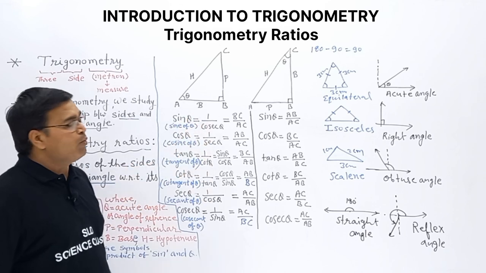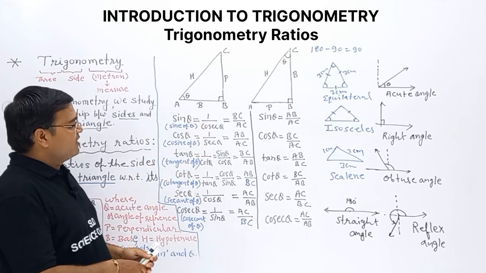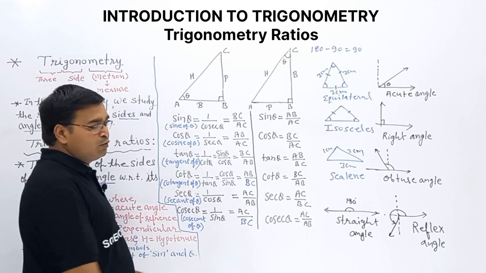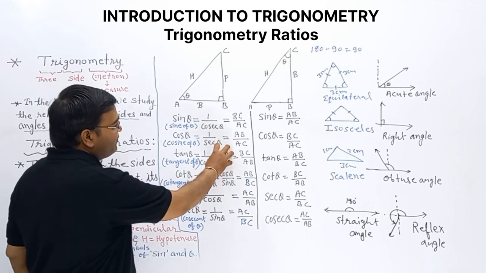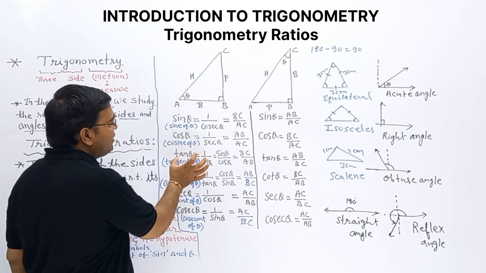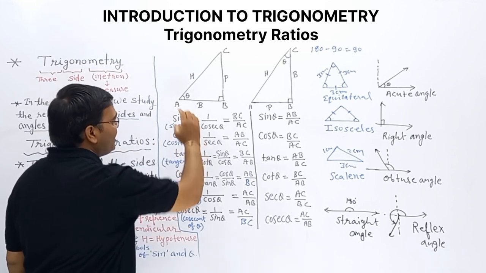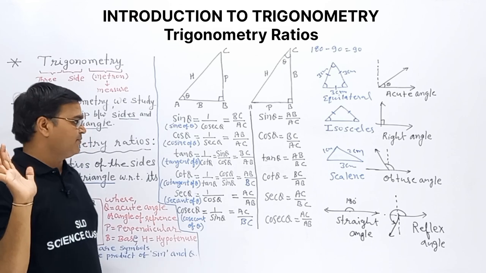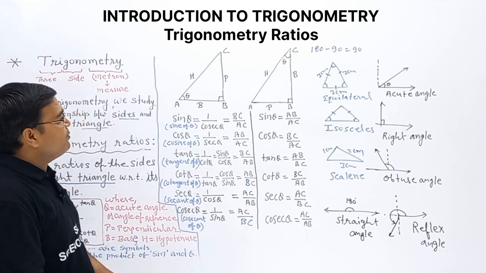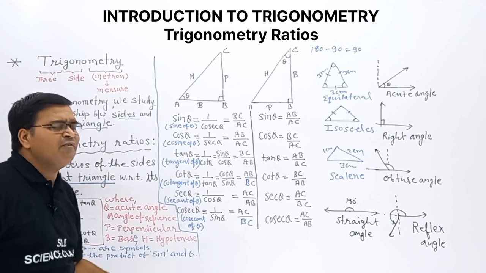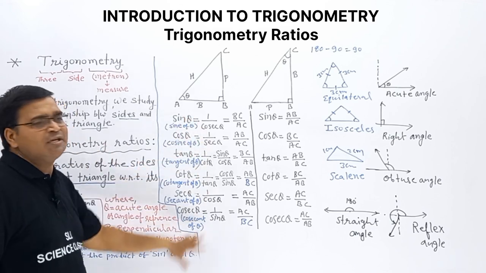Besides these reciprocal formulas, the remaining 2 functions, tangent theta and cot theta, have quotient formulas. From sin theta and cos theta we can find tangent theta, and its reciprocal, cos theta to sin theta, is cot theta. Clear? Once we find the first 2, the remaining we can find automatically using these formulas.